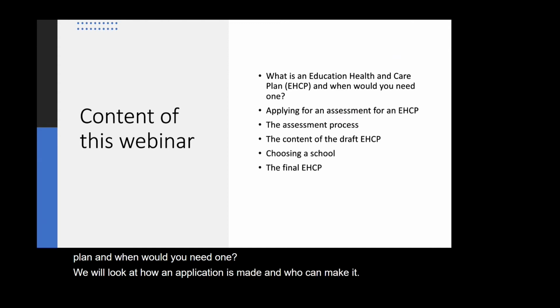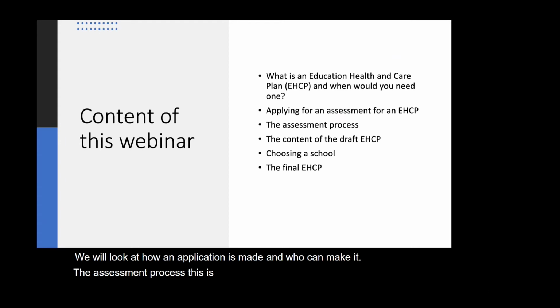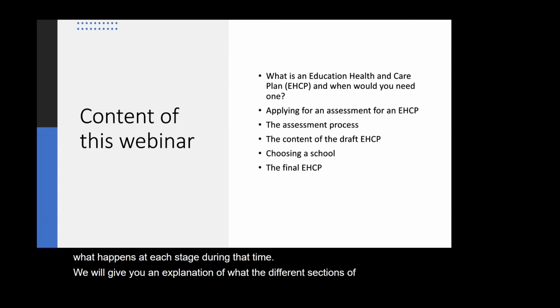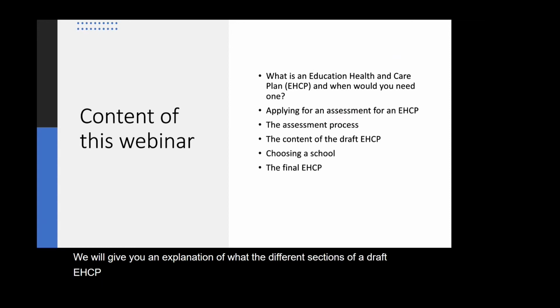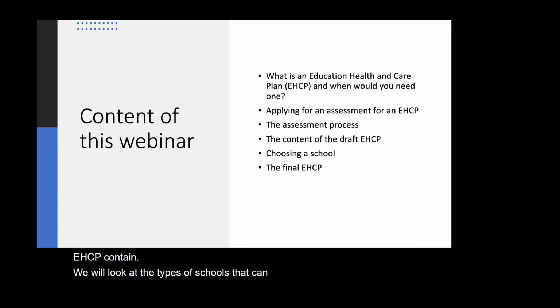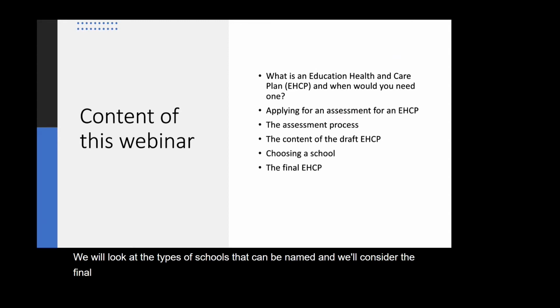The assessment process. This is a 20-week process, so we will consider what happens at each stage during that time. We will give you an explanation of what the different sections of a draft EHCP contain. We will look at the types of schools that can be named, and we'll consider the final EHCP, when it is issued, and what happens if you disagree.